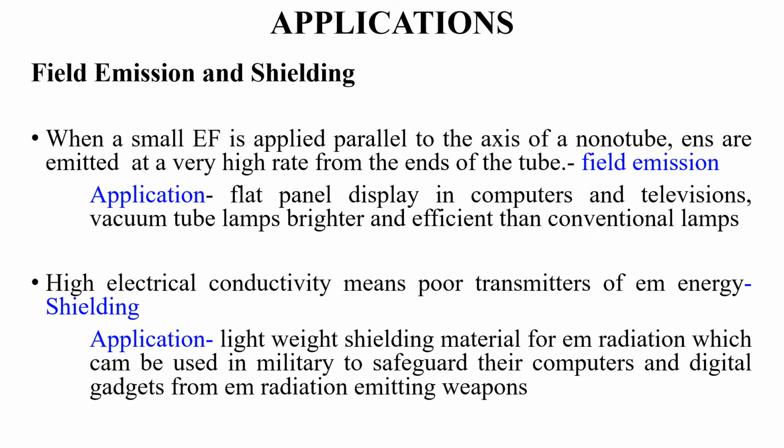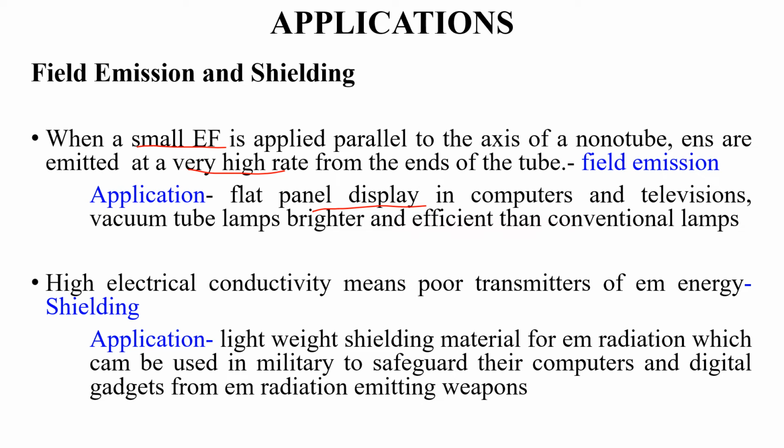Now we can see some of the applications of carbon nanotubes. First one is field emission and shielding. When a small electric field is applied parallel to the axis of carbon nanotube, electrons are emitted at very high rates from its end. This is called field emission. This property finds application in flat panel displays of computers and televisions, where it is used as electron gun to imprint electrons on the phosphor screen.